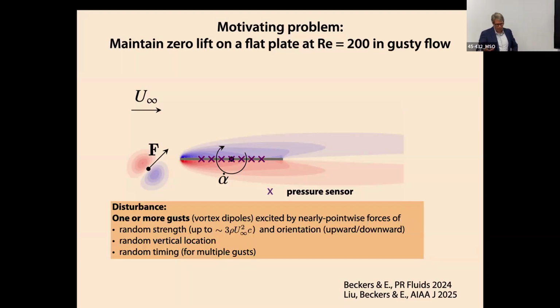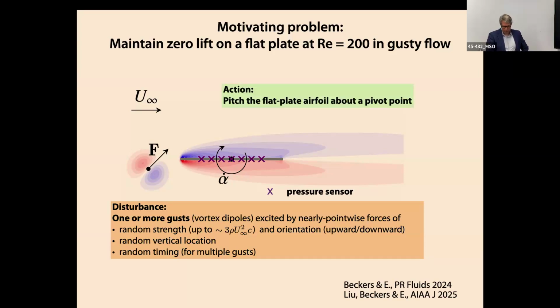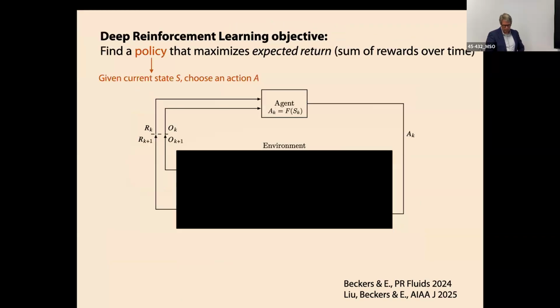So the disturbances might come in sequences as well. So there might be more than one. In fact, that's going to be an interesting problem. The gusts are strong, so their strength is significant compared to the natural flow scales on the wing. So we just have one actuator to worry about to address that.